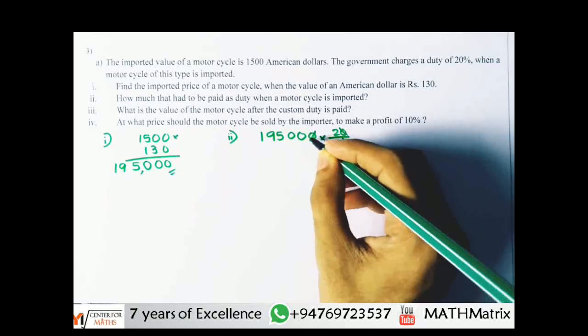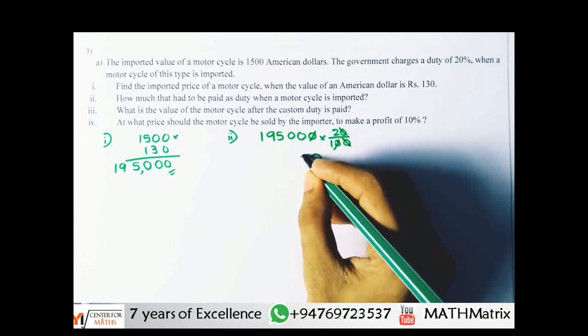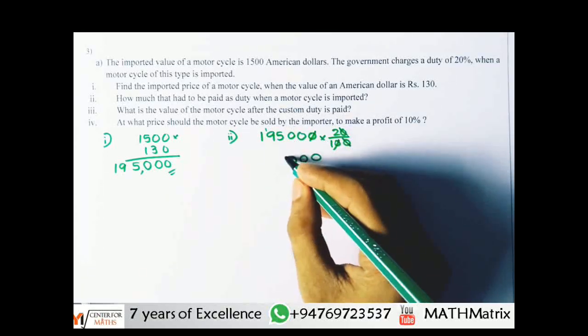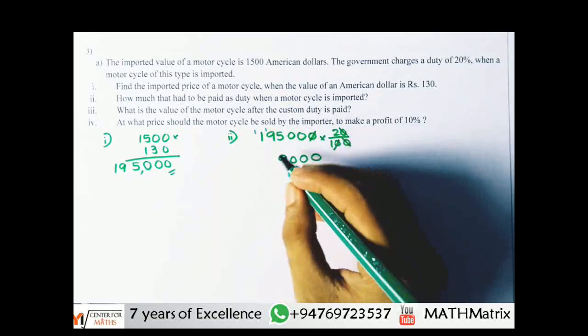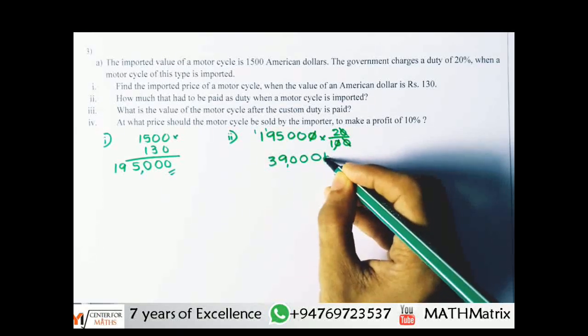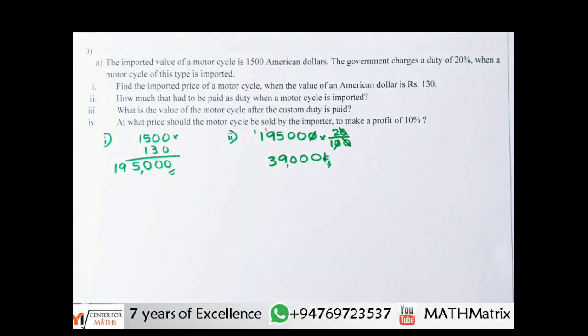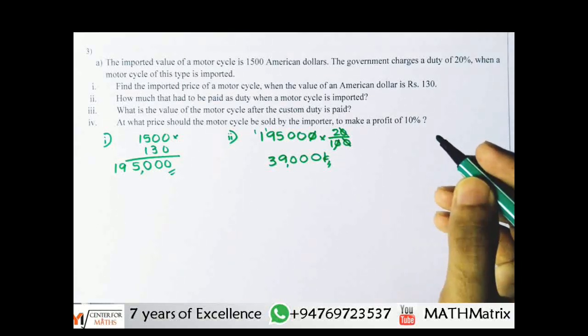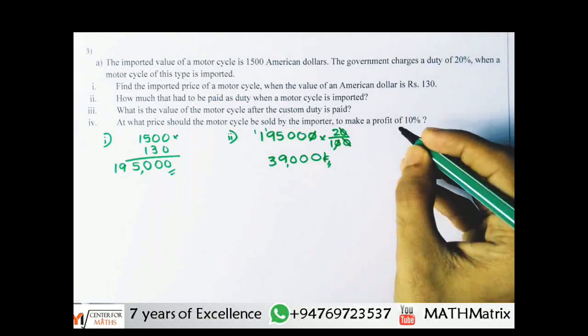Zeros cancel. Again zeros cancel. 2 zeros are 0, 0, 2 fives are 10. And 1 remaining. 2 nines are 18 plus 1, 19. Again 1 remaining. 2 ones are 2 plus 1, 3. So here the answer is 39,000 rupees. That means they have to pay about 39,000 rupees as tax. And now we'll move to the third one. What is the value of the motorcycle after the custom duty is paid?